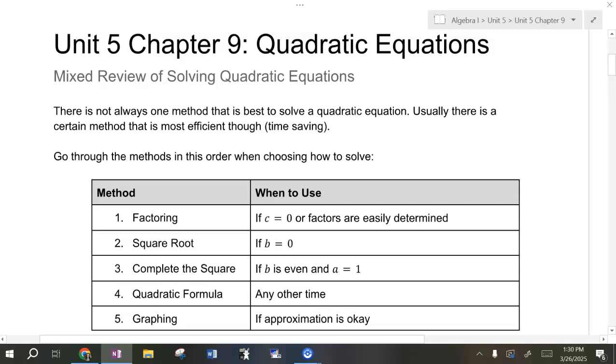The top method is factoring. It's best to use factoring if the c value is 0 or if the factors are easily determined. It's best to use the square root method if the b value is 0 in standard form. The square root method is also helpful if it's in vertex form.